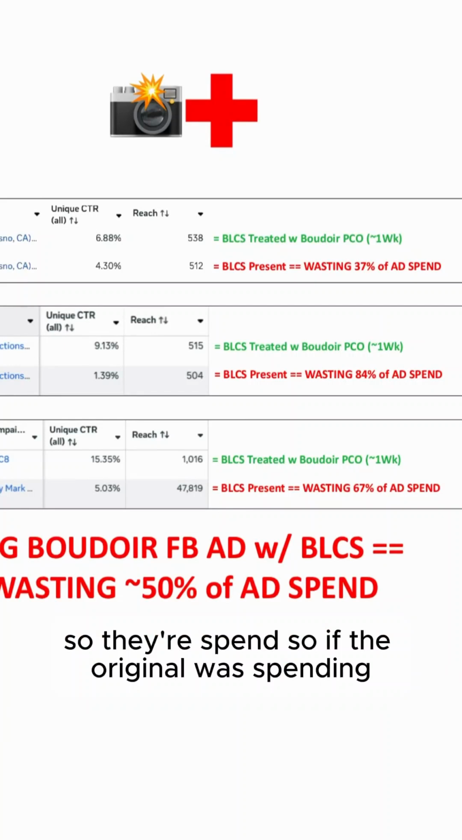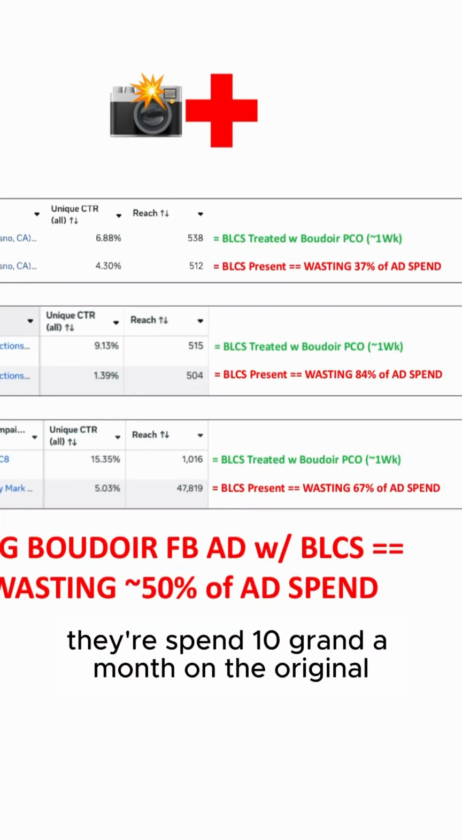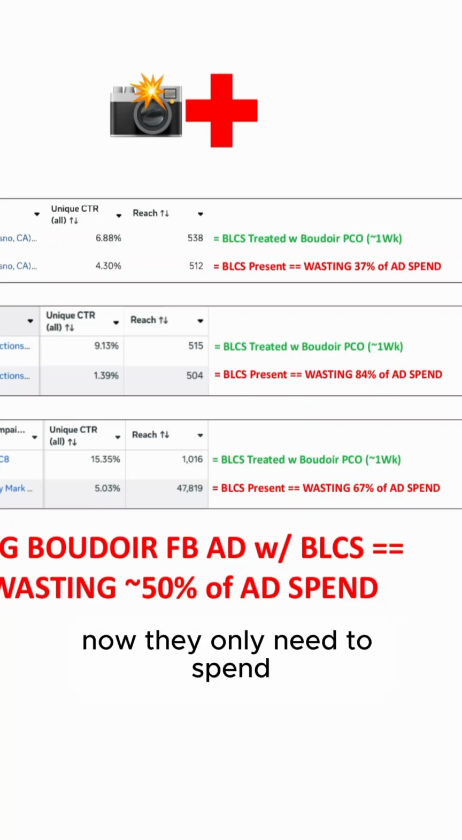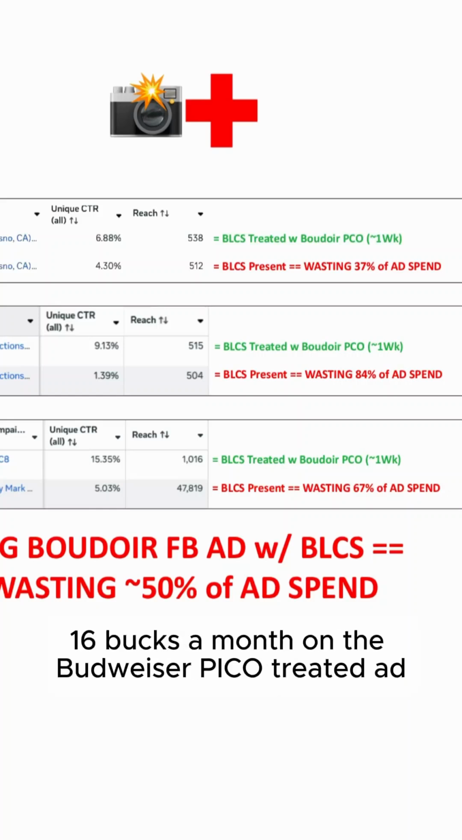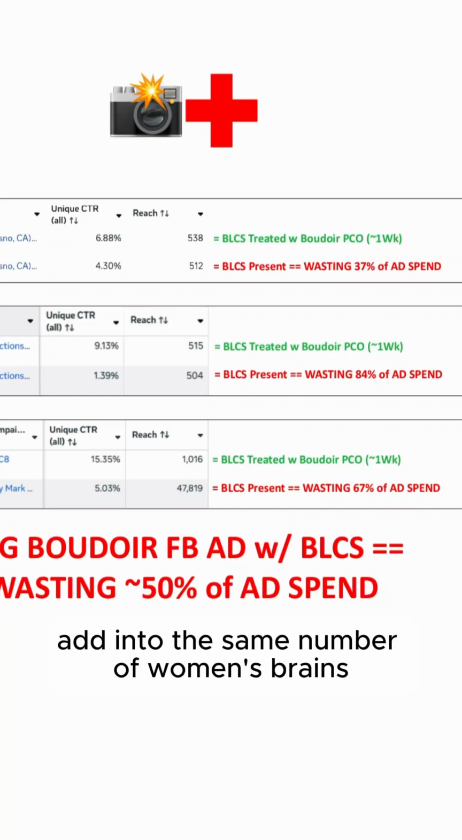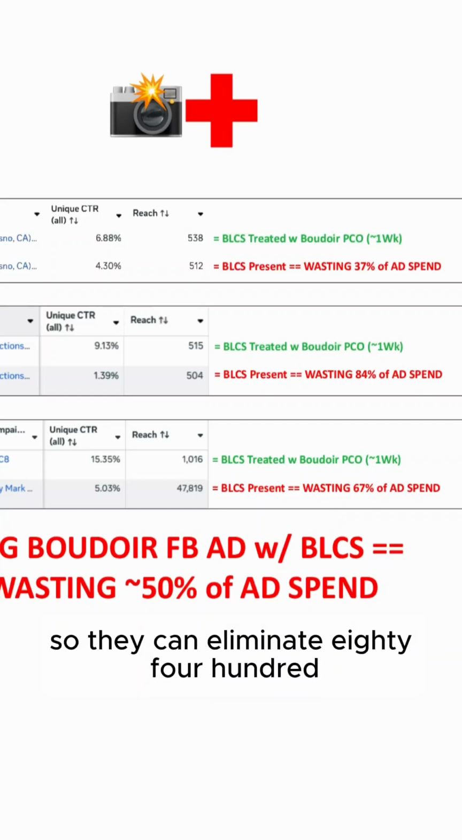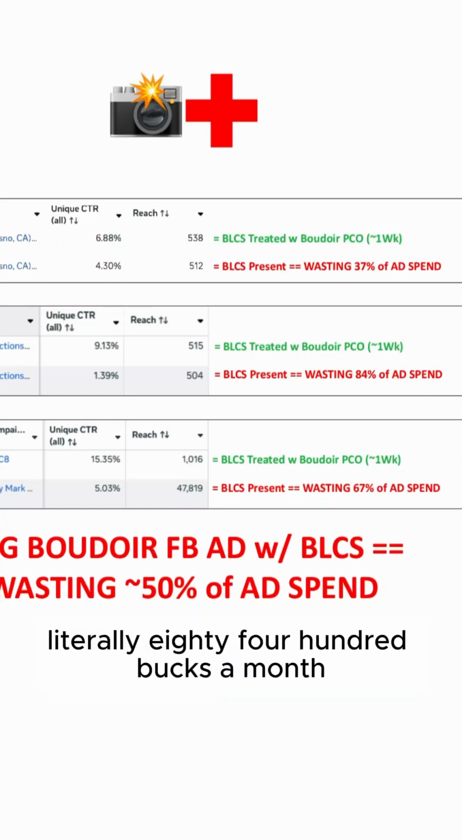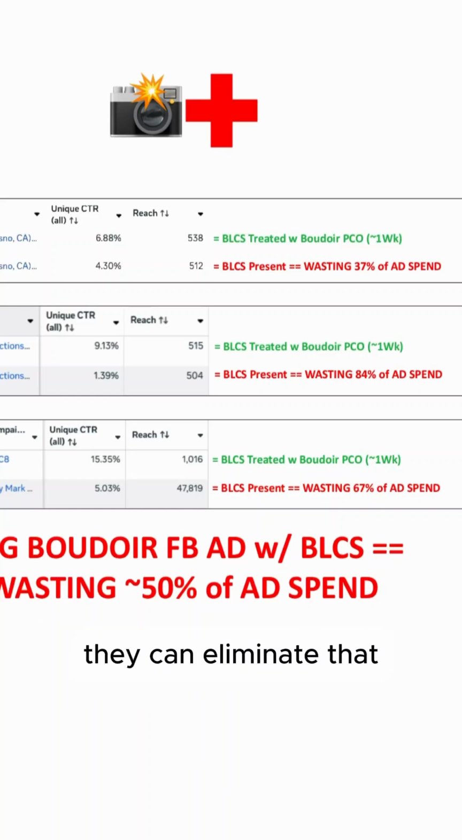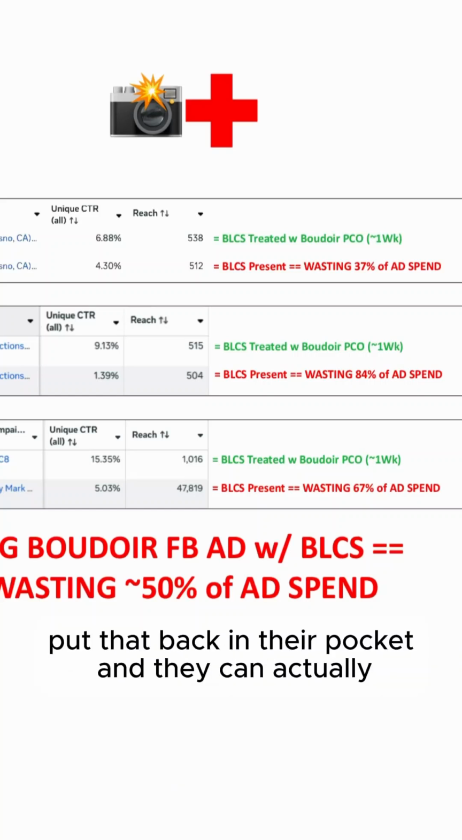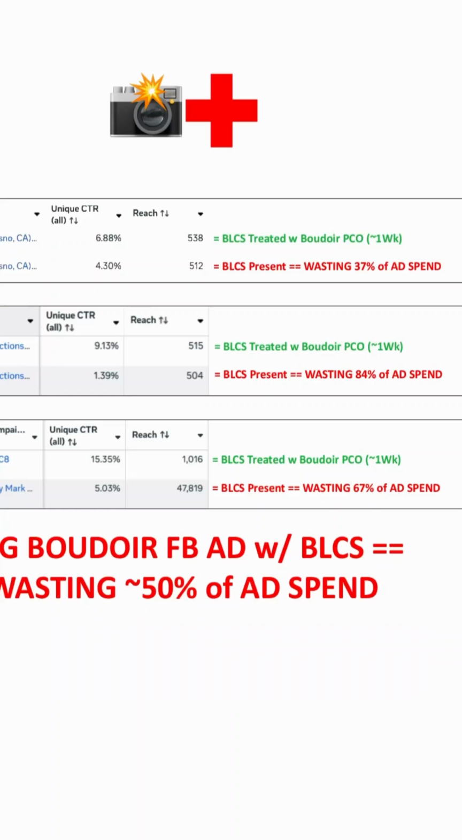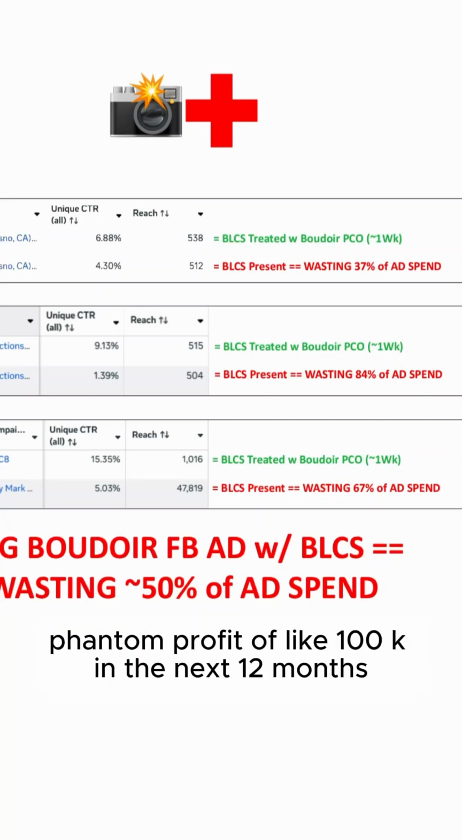So if they were spending 10 grand a month on the original, now they only need to spend $1,600 a month on the Boudoir PICO treated ad to get their ad into the same number of women's brains in both scenarios. So they can eliminate literally $8,400 a month. Every single month is being wasted. They can eliminate that, put it back in their pocket, and they can actually profit, like bonus phantom profit of about 100K in the next 12 months.